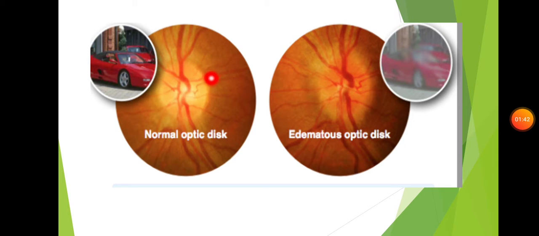Here you can see that the normal optic disc is compared with the edematous optic disc. In the normal optic disc, no swelling is present, well-defined margins are present, no hyperemia present. In the papillitis condition, swelling of the optic disc is present, blurring of the margin, and hyperemia of the optic disc present.